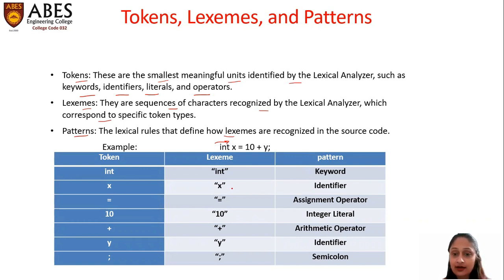X can be a variable or identifier. The equals sign is an assignment operator. And 10 is an integral literal, or we can say a constant. The plus is an arithmetic operator. After that, y is an identifier, and then a semicolon. In this table, these are the tokens, lexemes, and patterns. Each lexeme is represented in the form of a token.